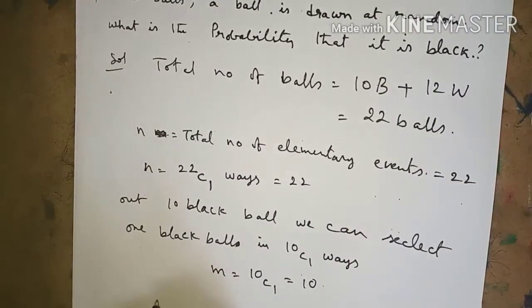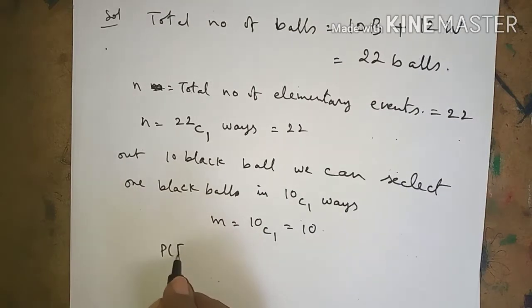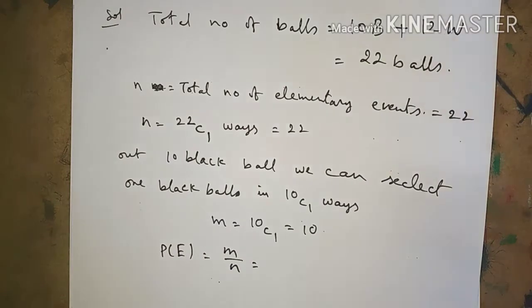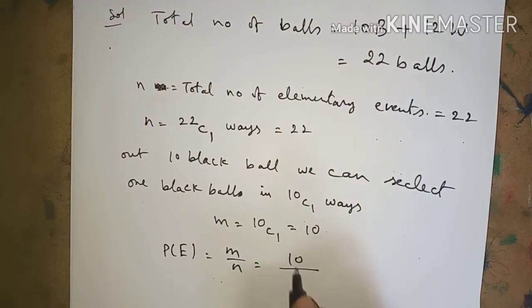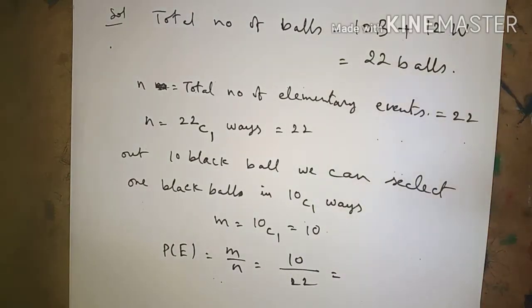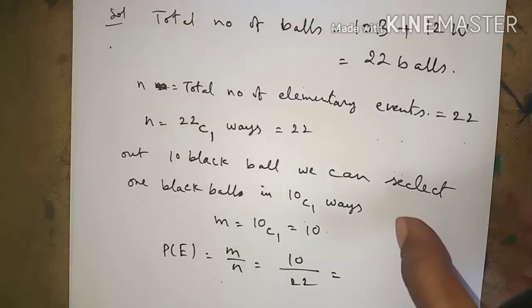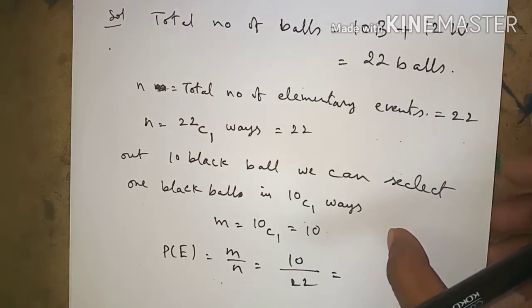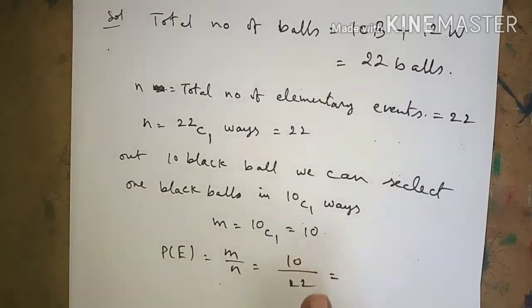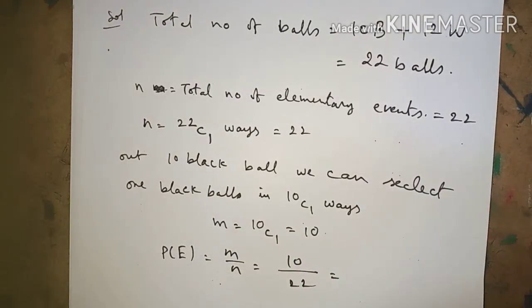Obviously, we know the probability P of E is equal to M by N. The formula is P of E equals the number of favorable cases by the total number of elementary events. So P of E is equal to 10 by 22. If you are using the calculator, you can write the answer also. By observing the given problem itself, you can find the denominator N. After that, finding the numerator M is our work. Now P of E is equal to 10 by 22. If you simplify using the calculator, you will get the answer.